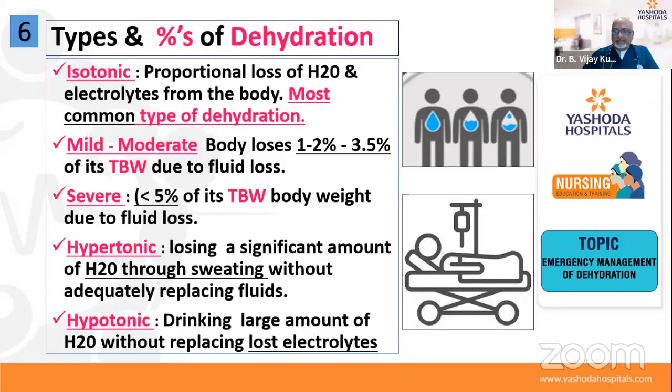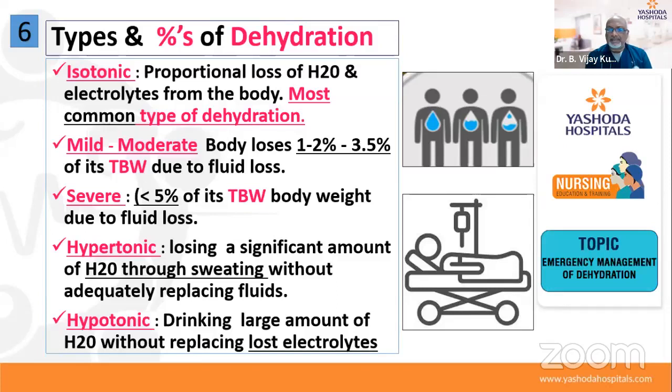Yeah, as Madam has said, isotonic, hypertonic, and hypotonic are the medical terminology for the common types of dehydration. Isotonic dehydration is the most common, where both water and sodium are lost equally. This is the common cause which we see in diarrhea, vomiting, urinary losses, infections, burns and everything. So almost 80 to 85% are isotonic losses.